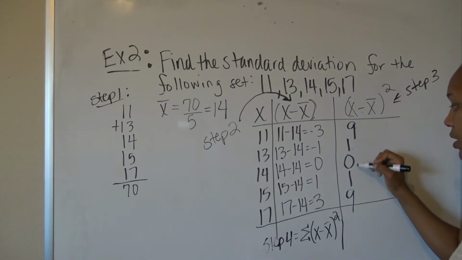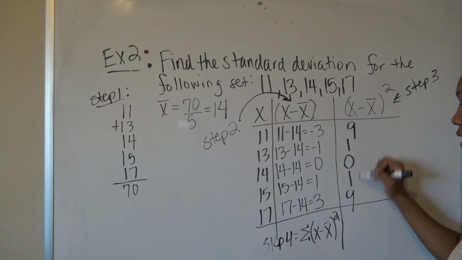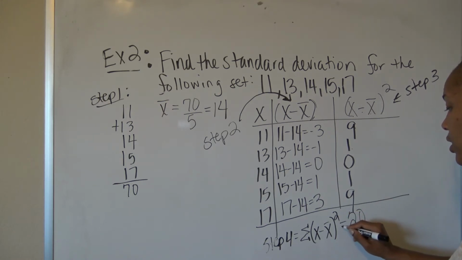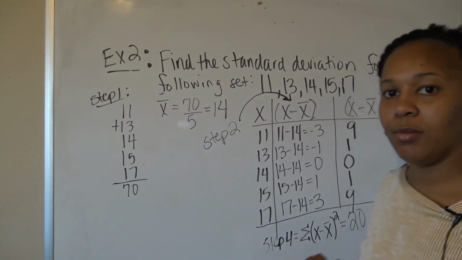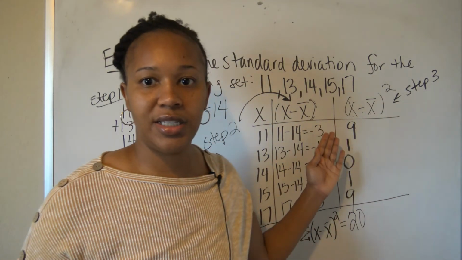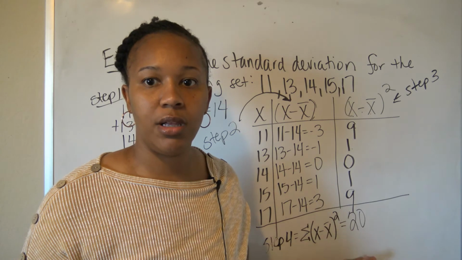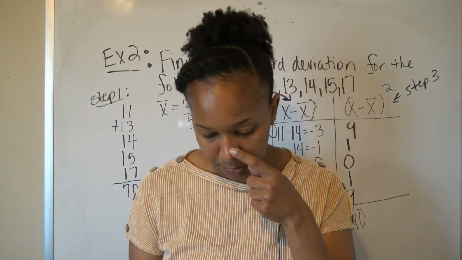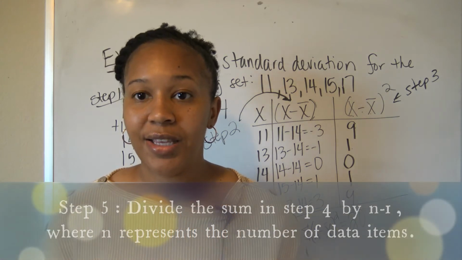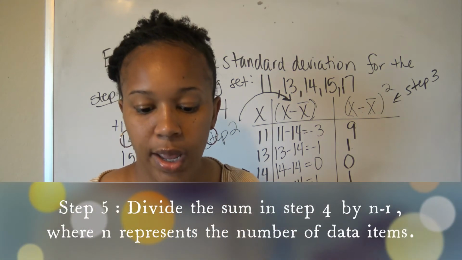So 9 plus 1 is 10. 1 and 9 is 10, 10 and 10 is 20, or 9 and 1 is 10, plus 1 is 11, plus 9 is 20. So that's 20. So for step 4, this is equal to 20. The sum of the squared deviations is 20 in this case. And that's just taking this last column right here that I have and adding them all up. That is step 4.